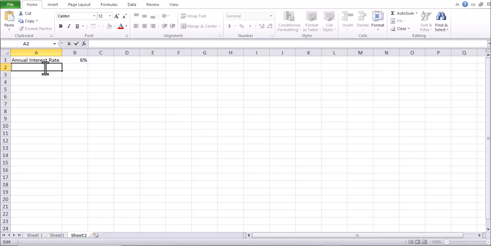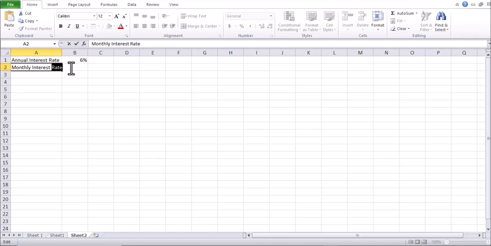Of course, you're not going to pay your loan every year. You're going to pay every month, right? So we're trying to calculate now what your monthly interest rate will be. So we're going to say monthly interest rate.